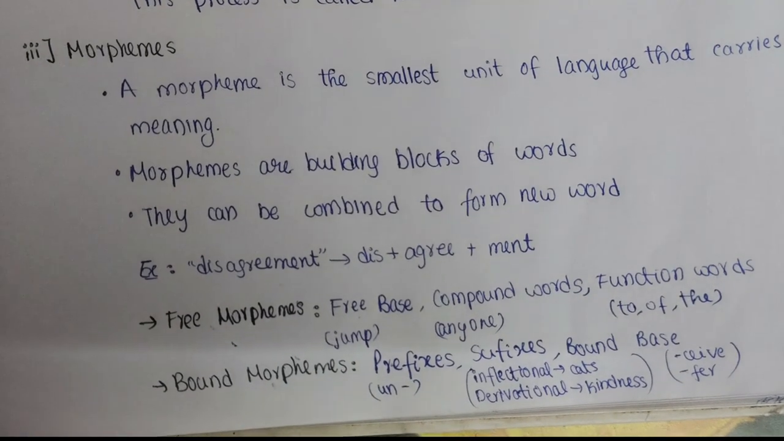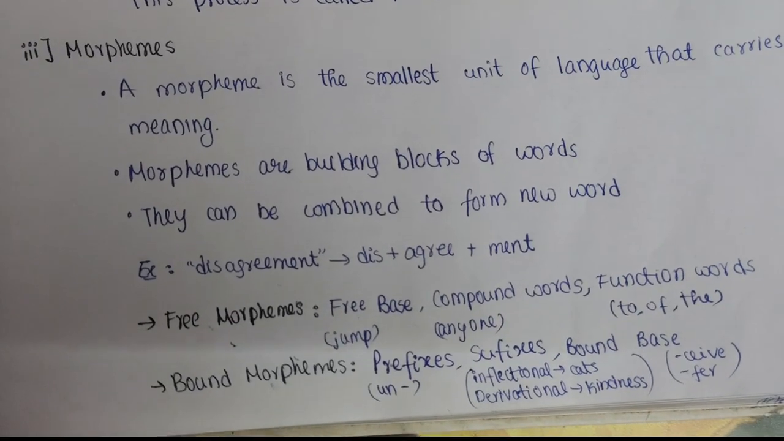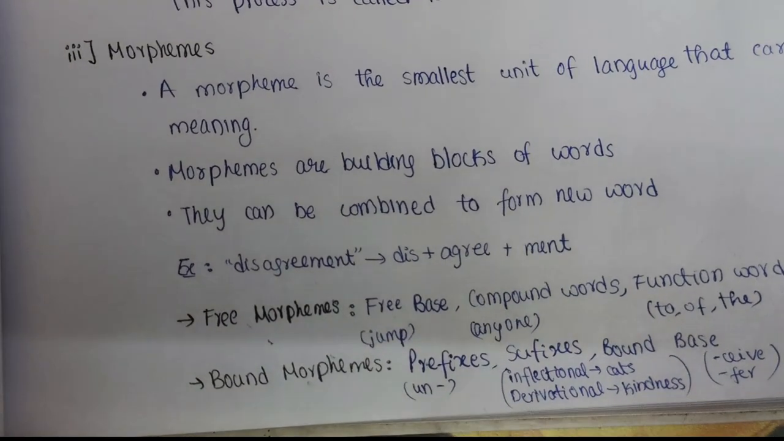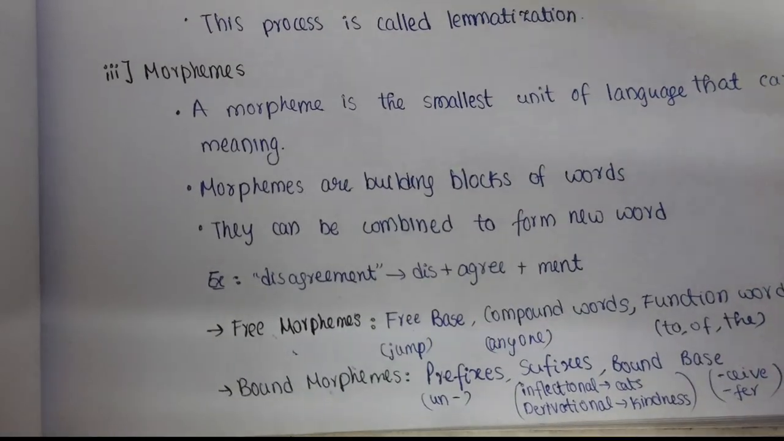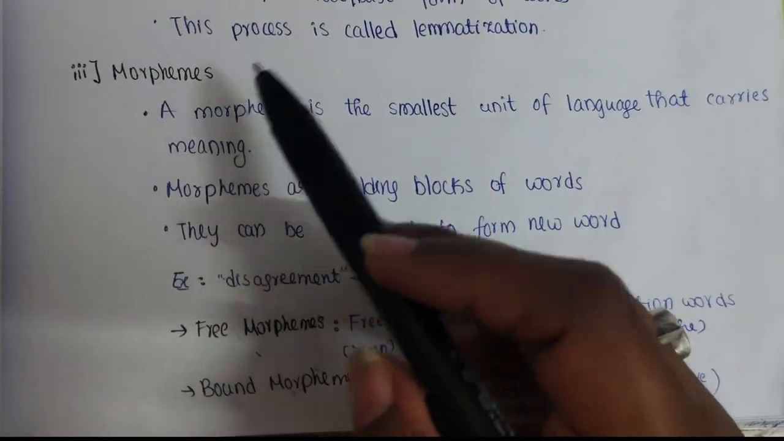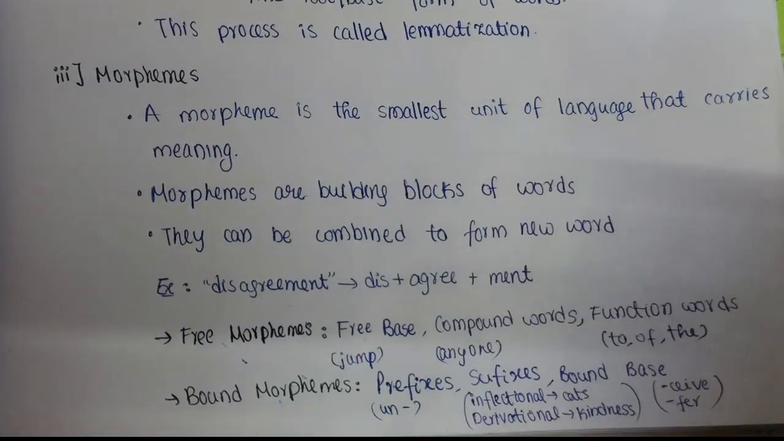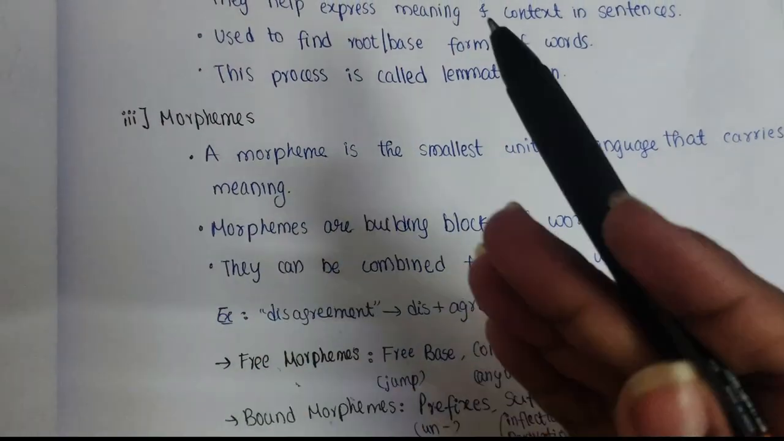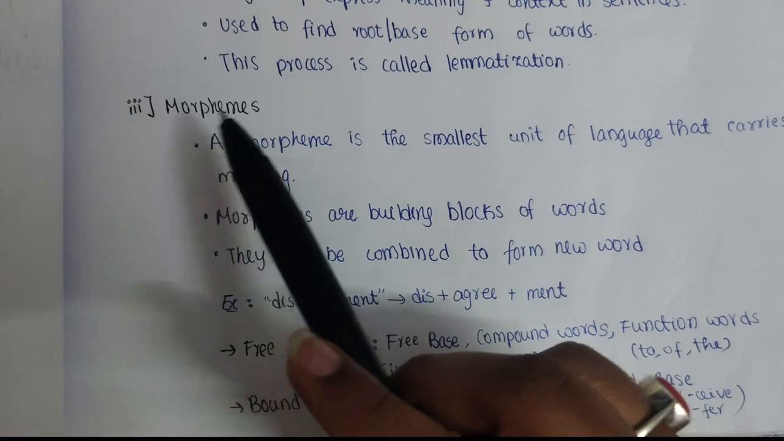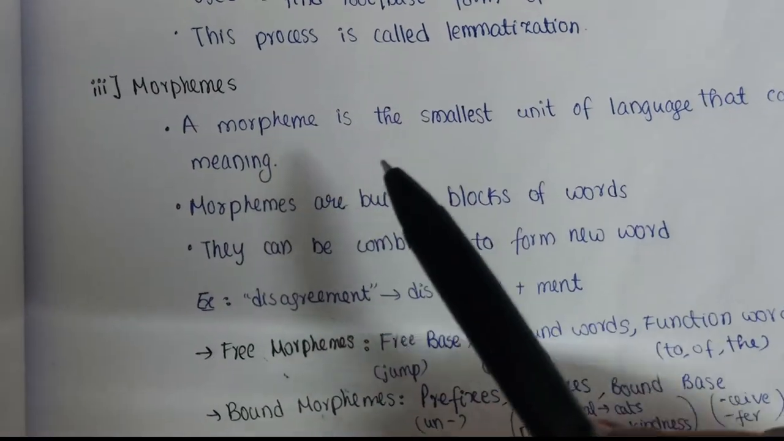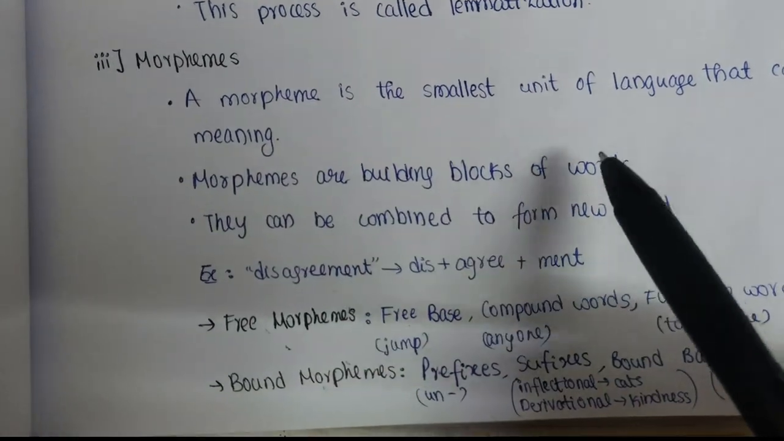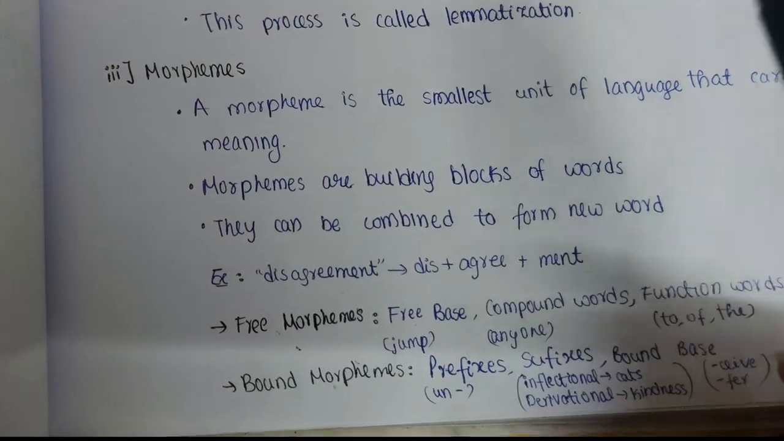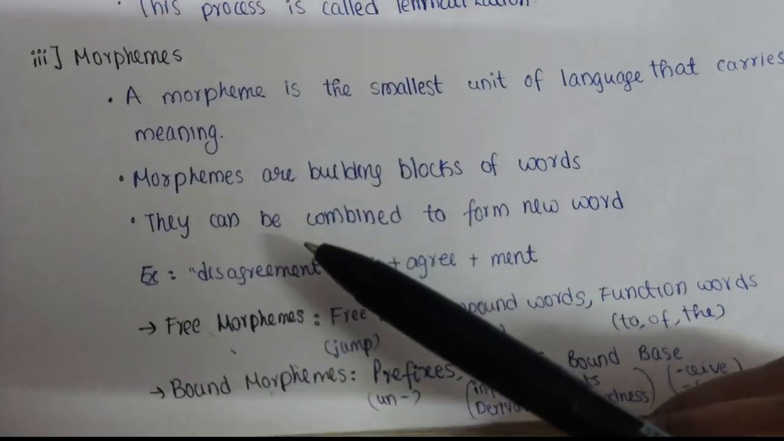So unhappiness, these three will be what we call morphemes. Prefix, root word, and suffix are called morphemes separately, not words. Morphemes are the building blocks of words. I already told that in lexemes: those would be the building blocks of language, and these are the building blocks of words.